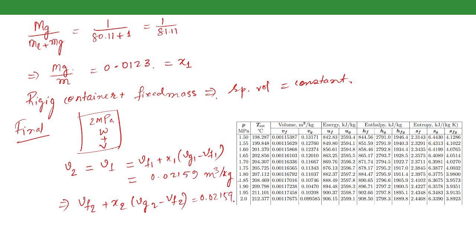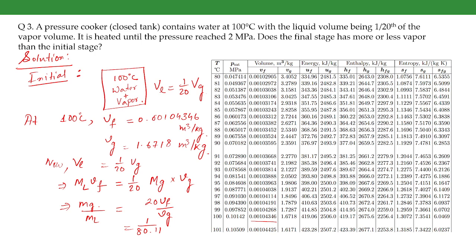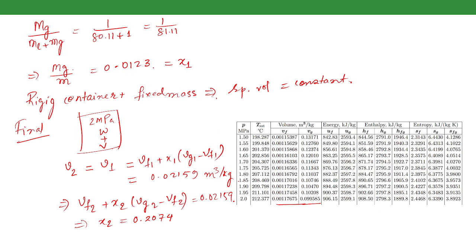So corresponding to 2 megapascal, the Vf value is this and the Vg value is this. If we put in these values, we will get the value of x2 to be 0.2074. Okay, so initially the dryness fraction was 0.0123, now it is 0.2074. So the volume of vapor has increased. Therefore, since x2 is greater than x1, the final state has more vapor than the initial state.